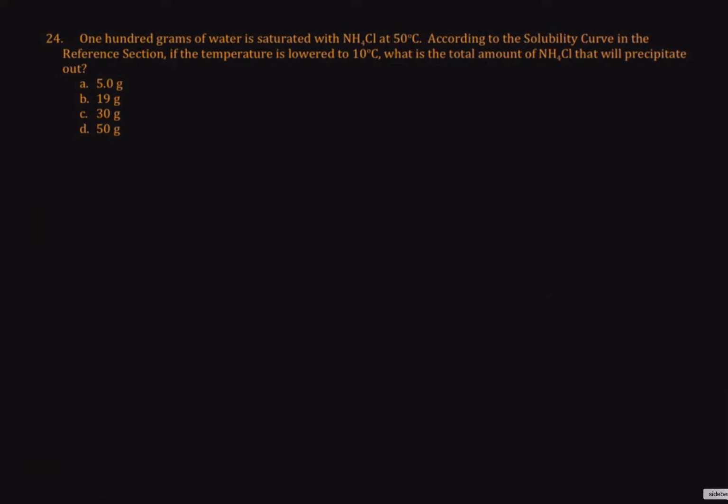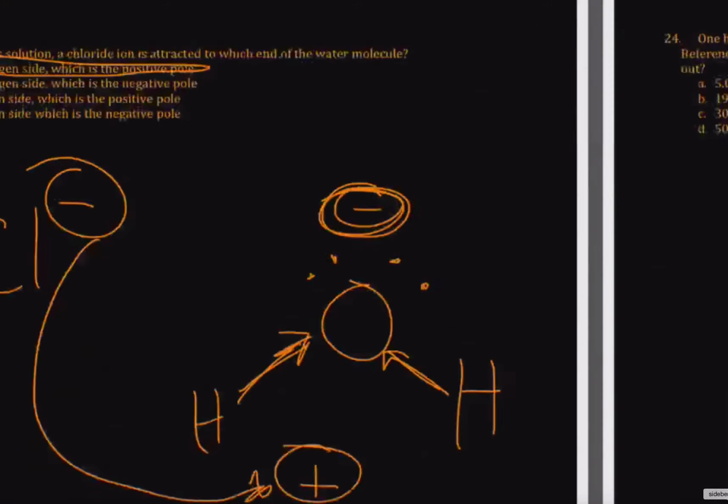Okay, 100 grams of water with ammonium chloride at 50 degrees Celsius. According to the solubility curve, the temperature is lowered to 10 degrees Celsius. How much ammonium chloride will precipitate out? So you just jump back real quick to the solubility curve. So it's 50 degrees down to 10 degrees of ammonium chloride.